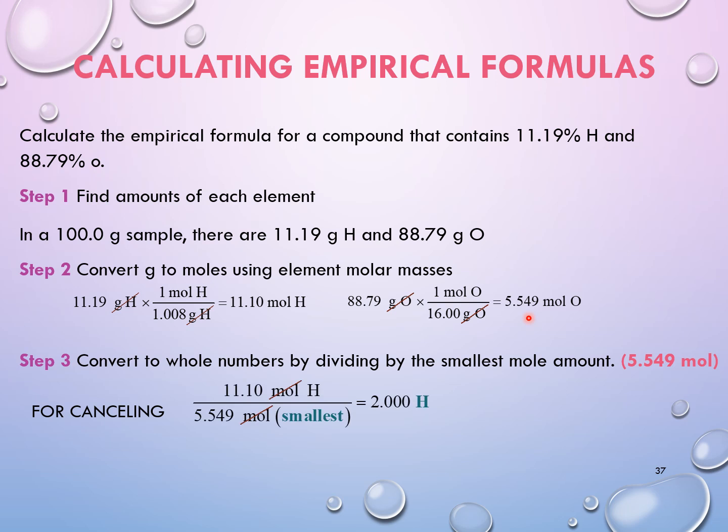We'll divide both of them by 5.549. So this will be 1 for oxygen, H would be 2. So you can see now the ratio is 1 oxygen to 2 hydrogen. So our formula is 1 oxygen, 2 hydrogen, so H2O. And that's our empirical formula.